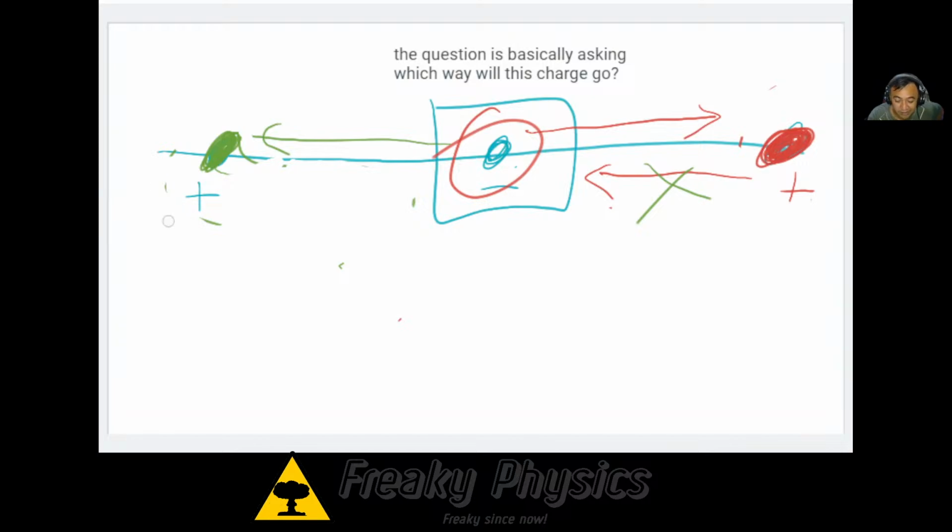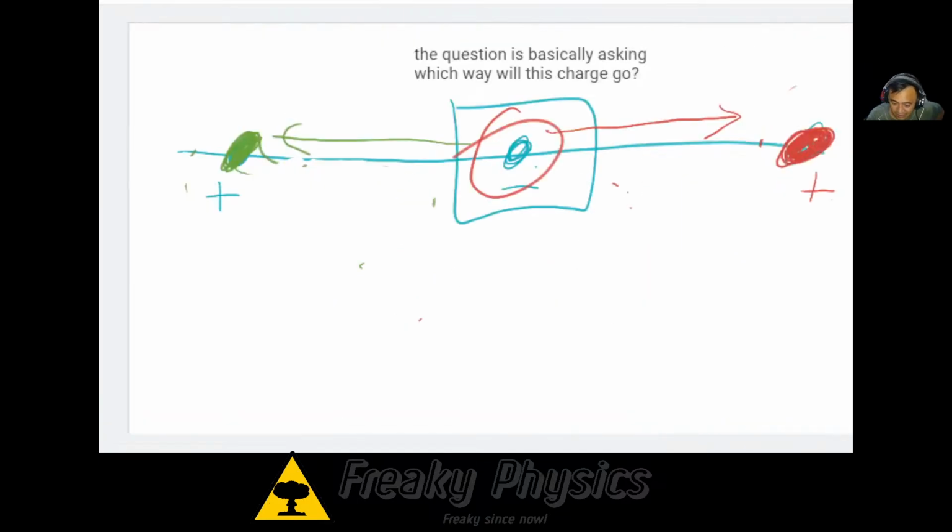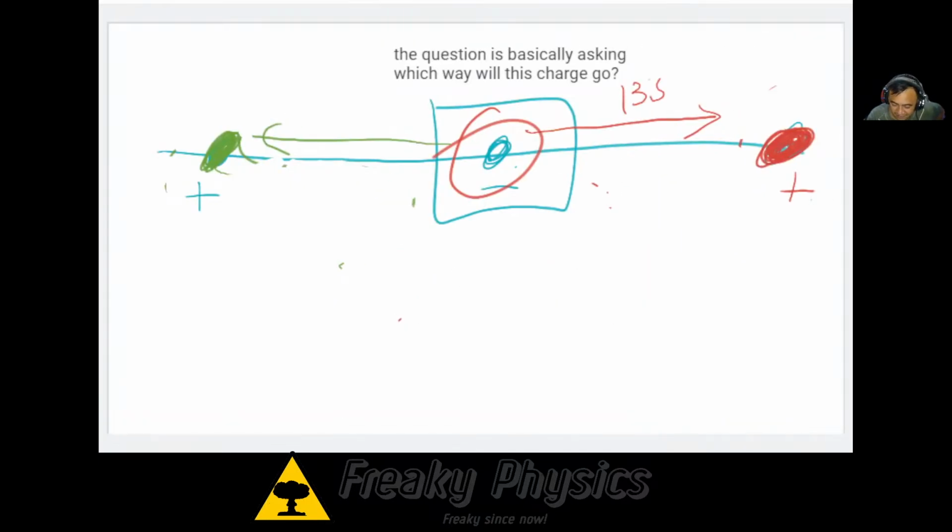Now, of course, we want to be accurate. We want to say that one arrow should be bigger than the other, and that's what we calculated here. This F4 is our green arrow. This 135 here is our red arrow. So if we put that here, this is 135, and then we're gonna make this a bit more accurate by making this shorter. So this is gonna be 45.